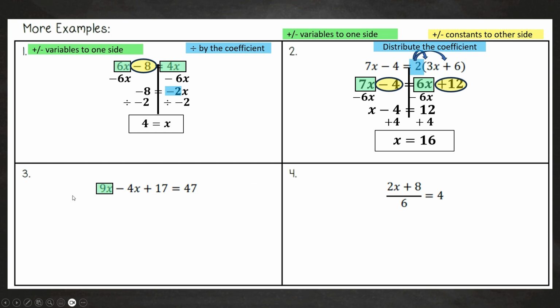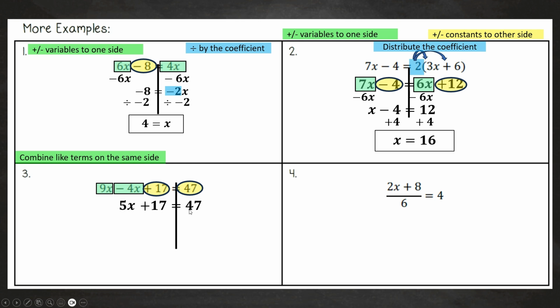All right, question 3. I have a variable, another variable, a constant, my equal sign, so I draw my line, and 47. So I'm going to combine my like terms that are on the same side. 9x and minus 4x gives me 5x. Then I have this positive 17 and 47 is equal to 47. So now I'm going to move the constant to the other side by subtracting 17 on both sides. So then I'm left with 5x is equal to 30.